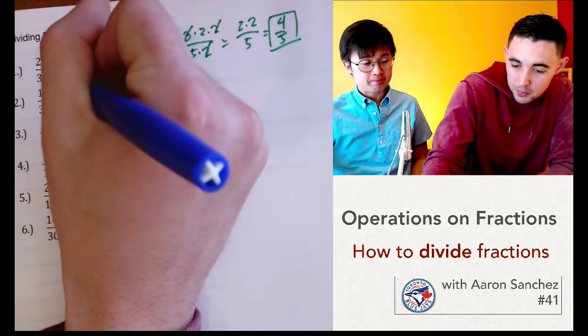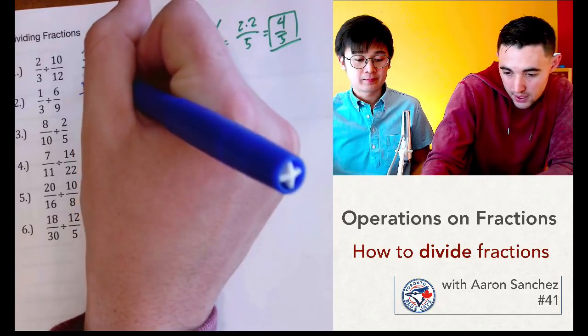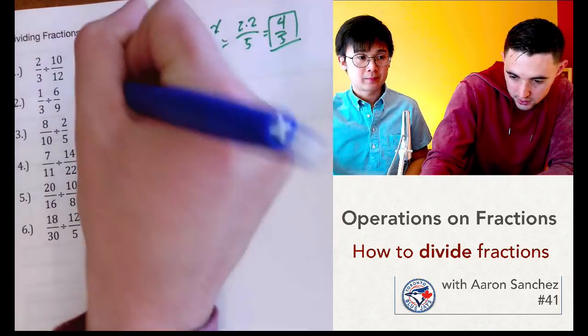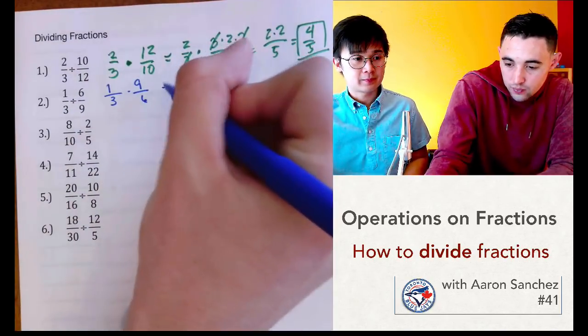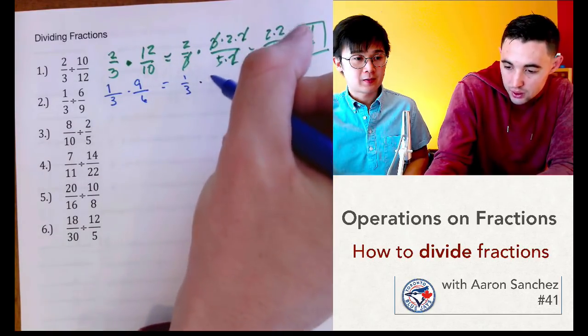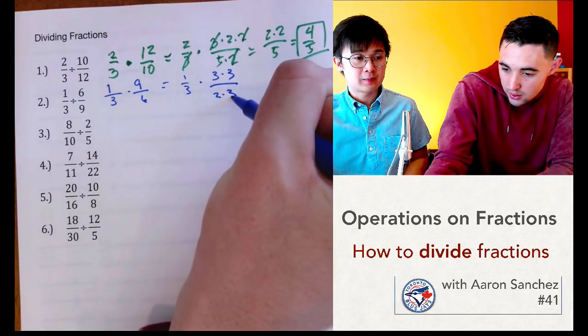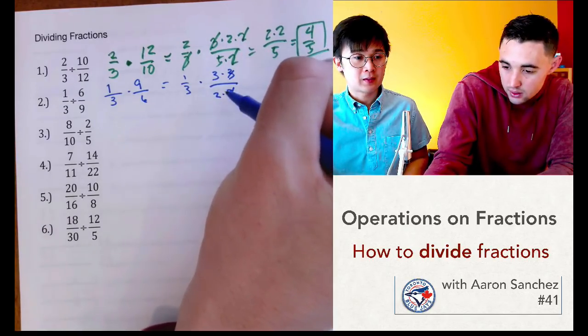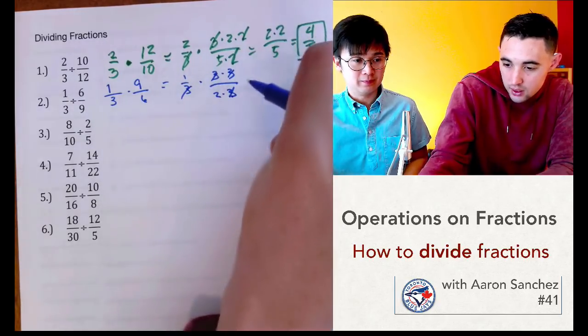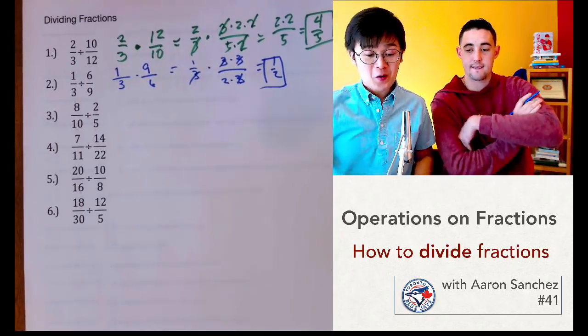So we're going to start number 2. Like you said, we're going to go 1 over 3. The reciprocal of the second fraction is 9 over 6. Keep 1 over 3. You can break that down to 3 and 3, and 2 and 3. Cancel, cancel, cancel, cancel. The answer is 1/2. There, it is 1/2.